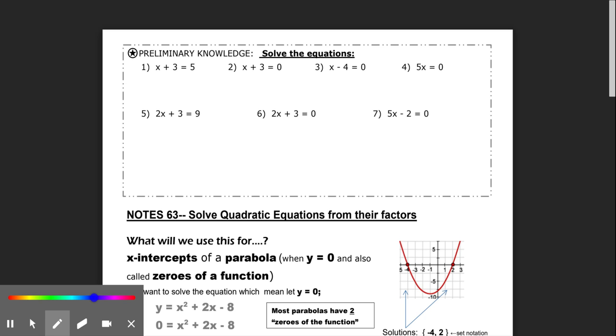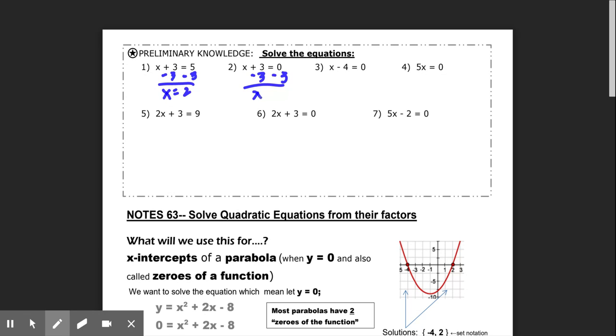So before we get into solving quadratic equations from factors, we need to just review a few things. One-step and two-step equations. So in problem number 1, x plus 3 equals 5. So we're going to subtract 3 from both sides. So 5 minus 3 gives us 2. Here we subtract 3 from both sides. So x equals negative 3.